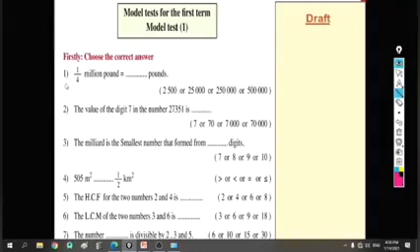Number 1. A quarter million pound equals how many pounds? From unit 1, we know that half million pound equals 500,000 pounds. So, the quarter million pounds is equal to 250,000 pounds.